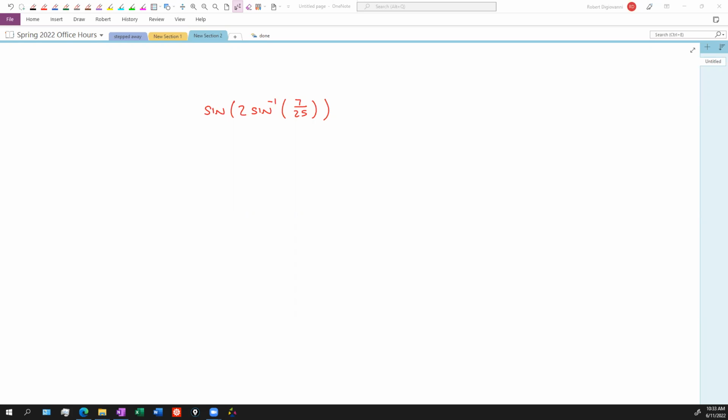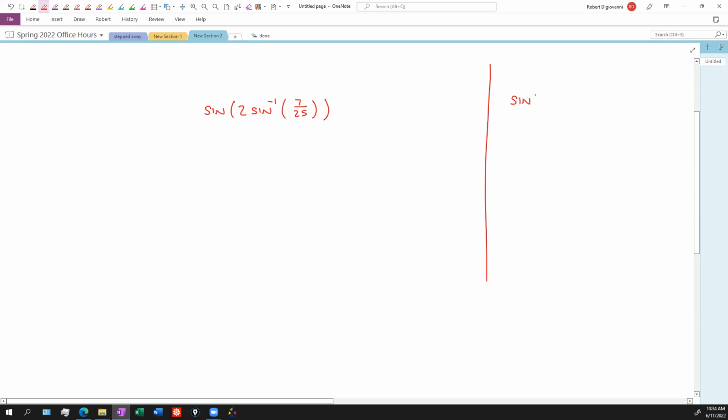What we're trying to do is figure out what sine of 2 times sine inverse of 7/25 is. And you could use your calculator and plug this all in and get the answer, but that's not the point of the problem. The point of the problem is to realize that this looks a lot like this over here. This is a formula from pre-calc.